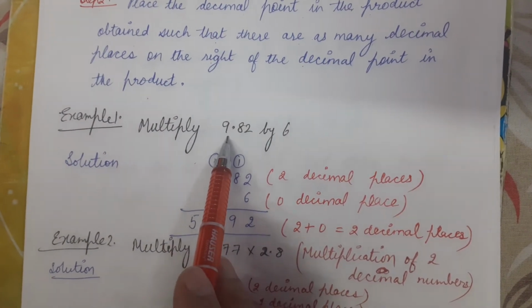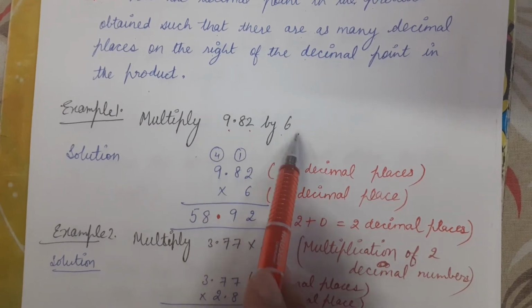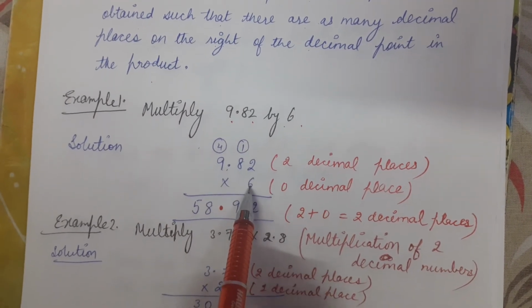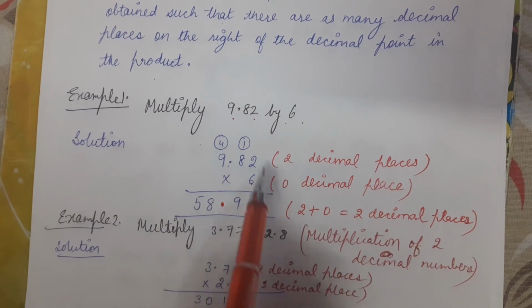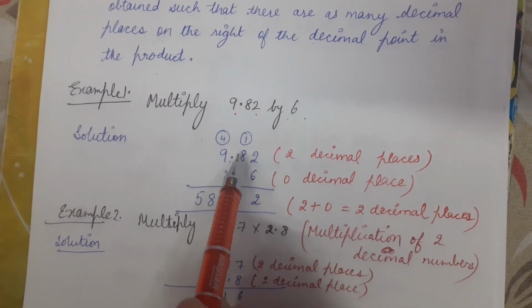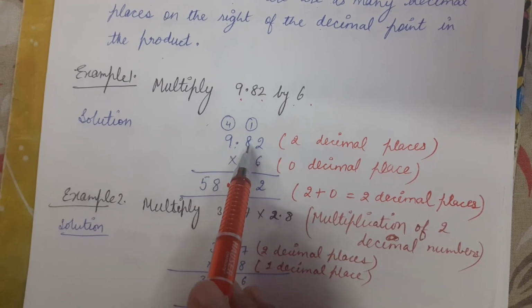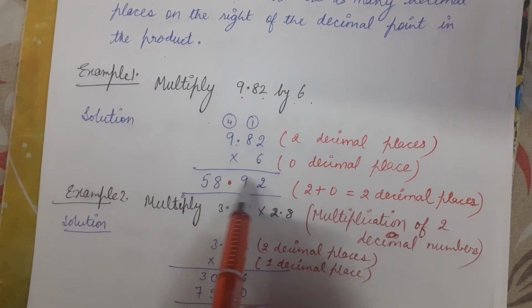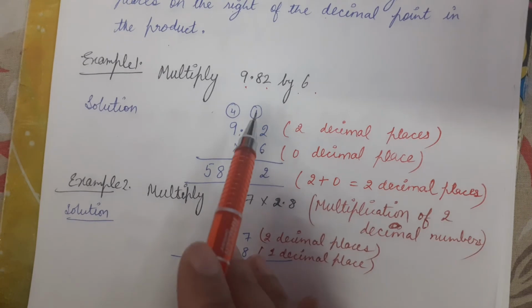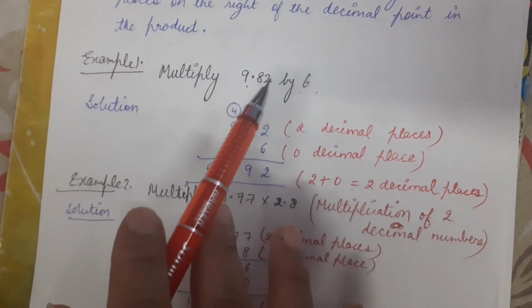Suppose we are taking 9.82 multiplied by 6. First of all, we have to multiply it simply, without focusing on the decimal. That means multiply 982 multiplied by 6, you will get 5892. Now after calculating this, we are putting the decimal.